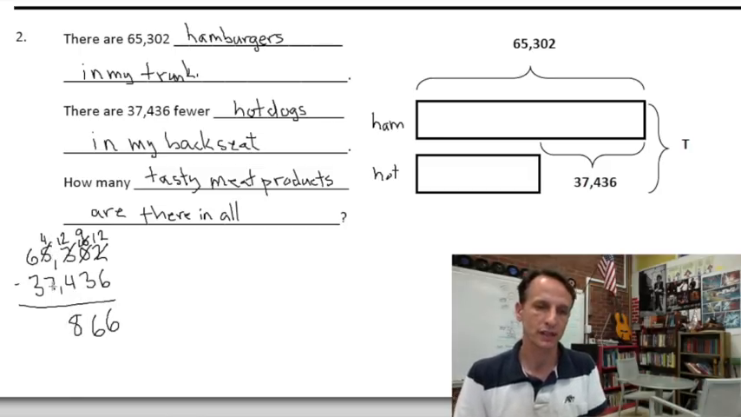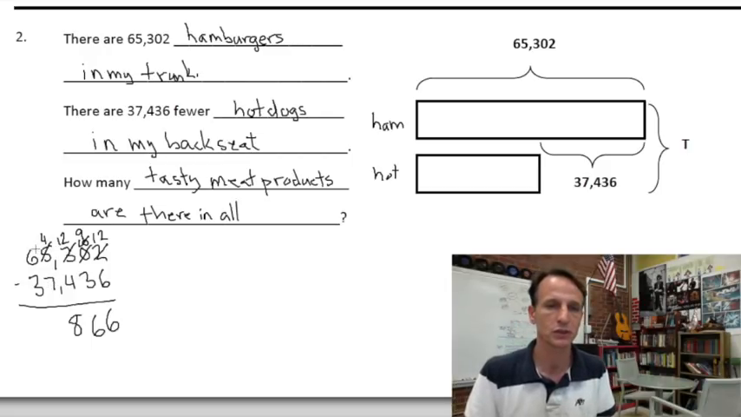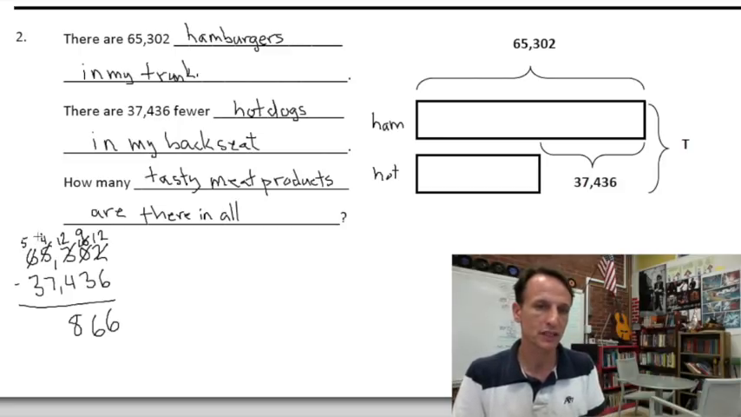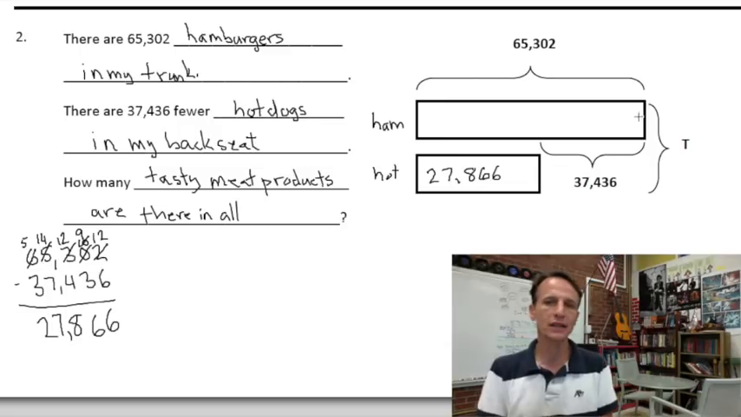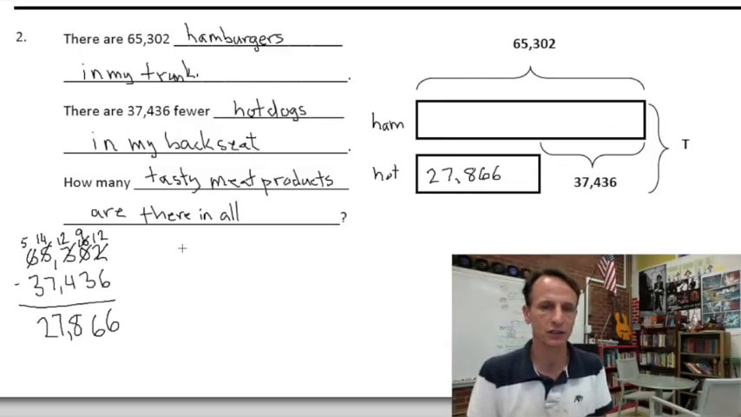In thousands place, I cannot subtract 7 from 4, so I need to go to 10 thousands. Leave 5 of them there, and then one of those 10 thousands I will make 10 thousands, with the 4 thousands remaining in the thousands place. So 14 minus 7 is 7. And now 5 minus 3 I can easily do is 2. Drop that comma. Now that's the number of hot dogs, right? Because the hot dogs are fewer than the hamburgers. 27,866.